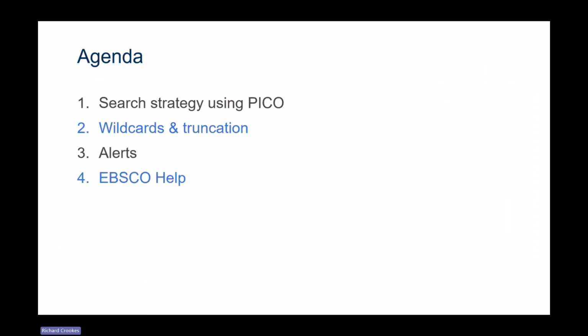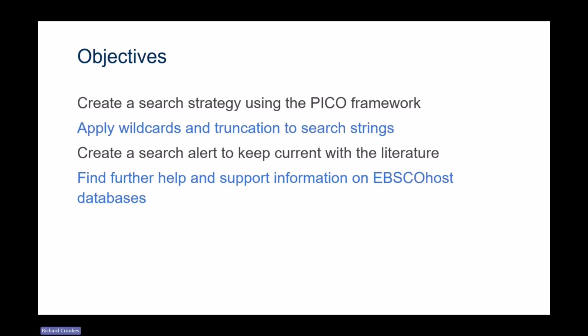So in terms of the agenda today, what we're going to look at is essentially creating a search using the PICO clinical framework applied to this database, the application of wildcards and truncation to the search, also the option to set up alerts, and also where you can find additional help through the EBSCO support portal. So that's what we're going to cover essentially.